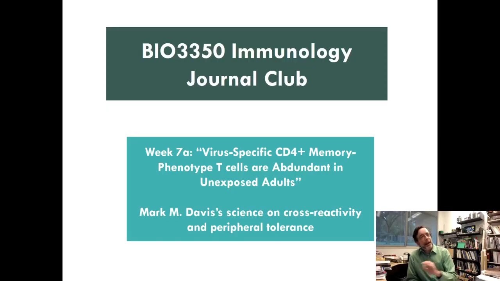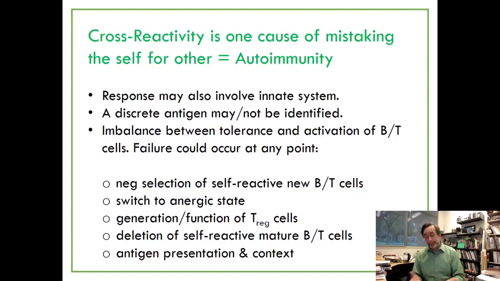Now you kind of are going along normally until you hit that last word, unexposed adults. How do you have virus-specific T cells in an adult who's never seen the virus? Well, we'll explain. It has to do with cross-reactivity. And cross-reactivity is a fascinating subject, and it's a very complicated subject, and so it's important to take our time and to go through it in the right way.